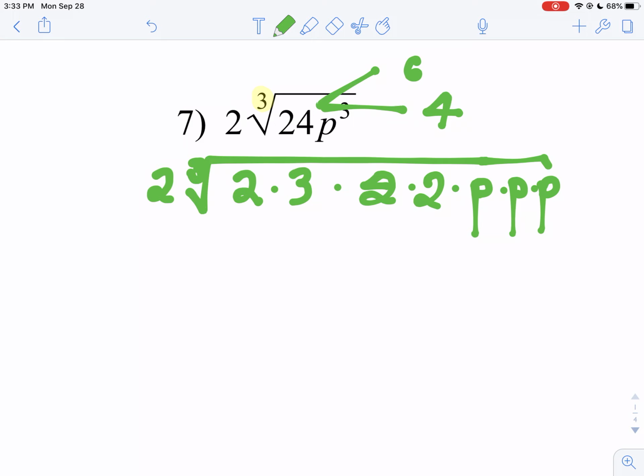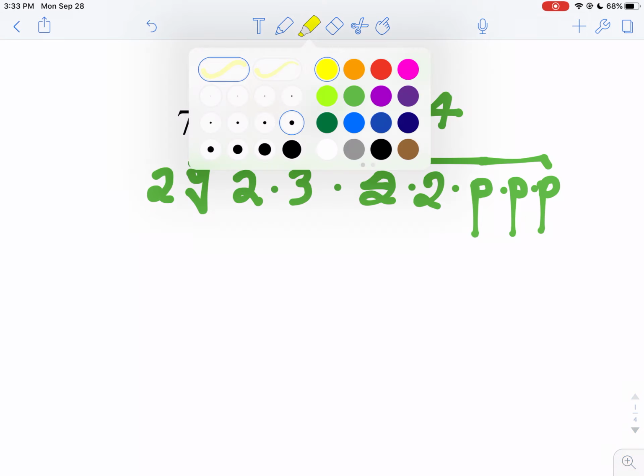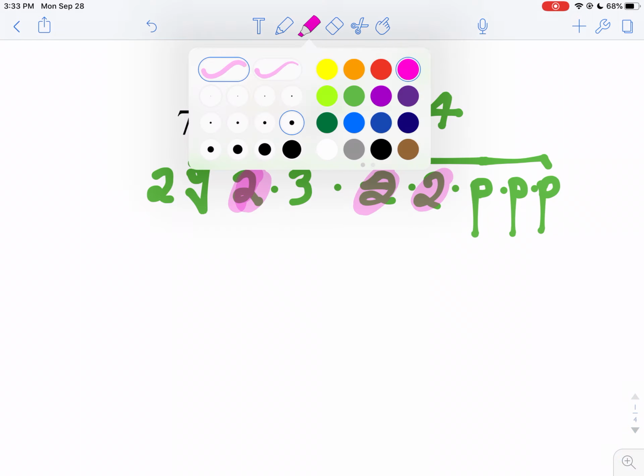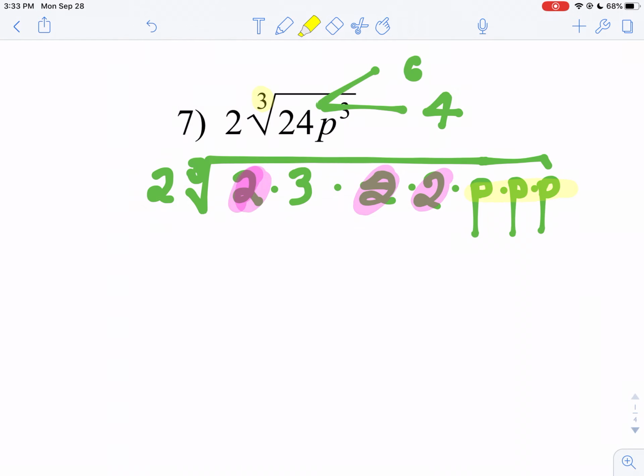So I'm going to use highlights because I did not put this in order, okay? So I have a 2 here, a 2 here, and a 2 there. That's 3 of a kind. I can take one of those out. And don't forget, if you take it out, make sure you cross it out. And then I also have a group of 3 p's here. So I can take one of those out also, okay?